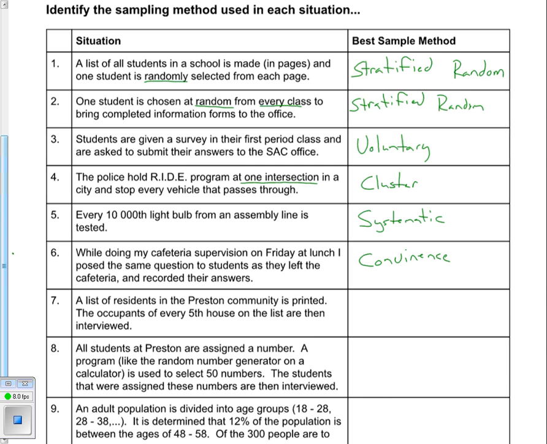Number 7 says a list of residents in the Preston community is printed. The occupants of every 5th house on the list are then interviewed. Okay, so again, if I'm interviewing every 5th person, or I've subdivided every smaller group out of that, then that represents a systematic approach. Okay, and so this is a systematic piece.